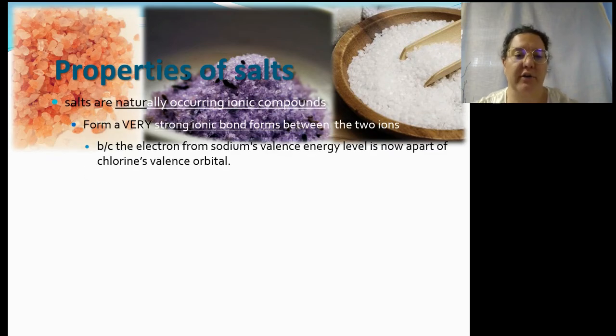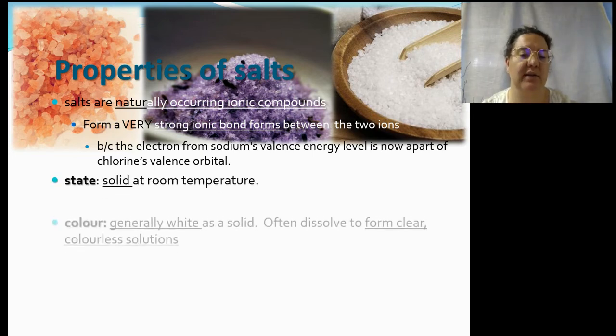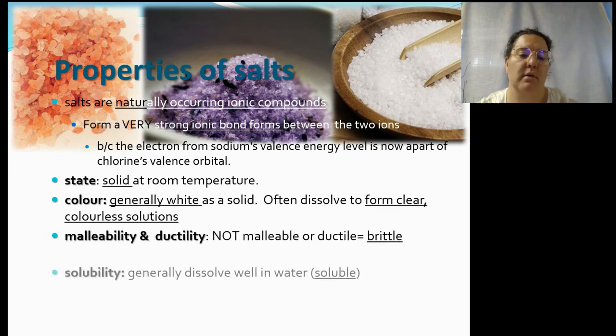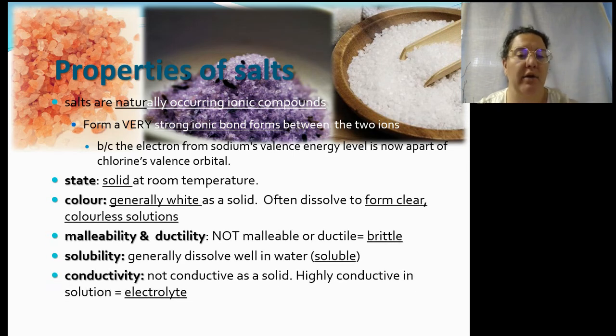Salts are naturally occurring ionic compounds that have very strong ionic bonds between the two ions, like sodium chloride or table salt. Now, this is because the electron from sodium's valence energy level is now part of chlorine's valence orbital. So it's a stable ionic compound.